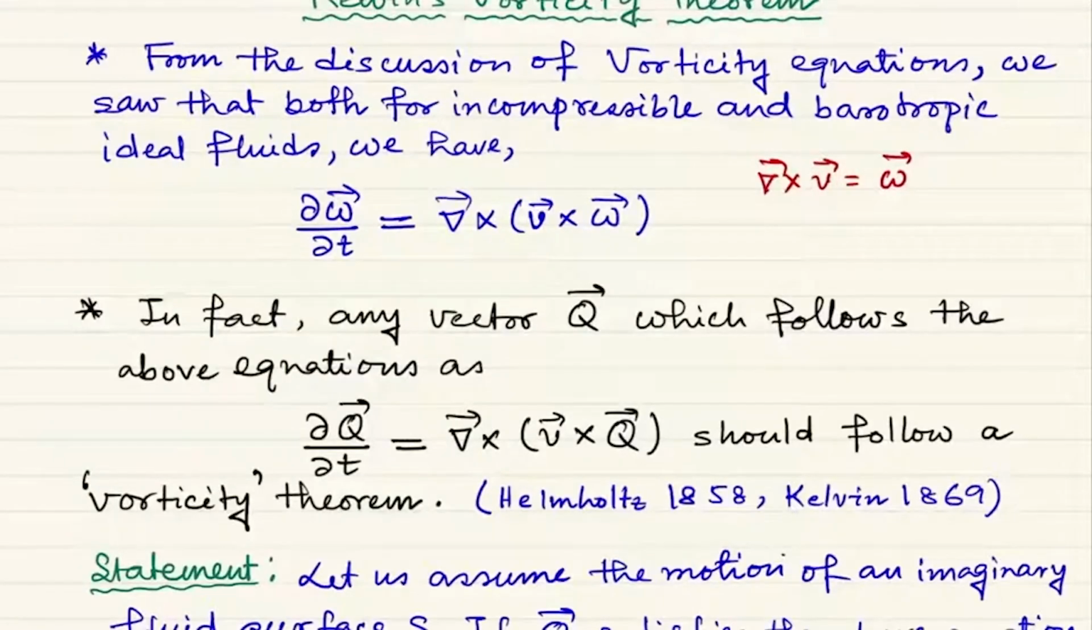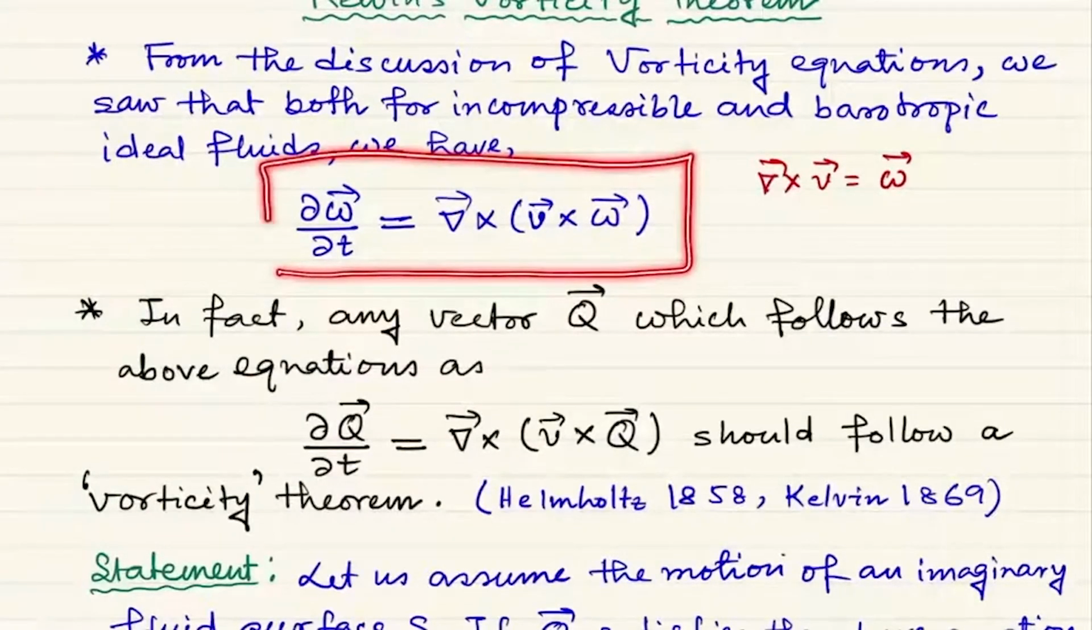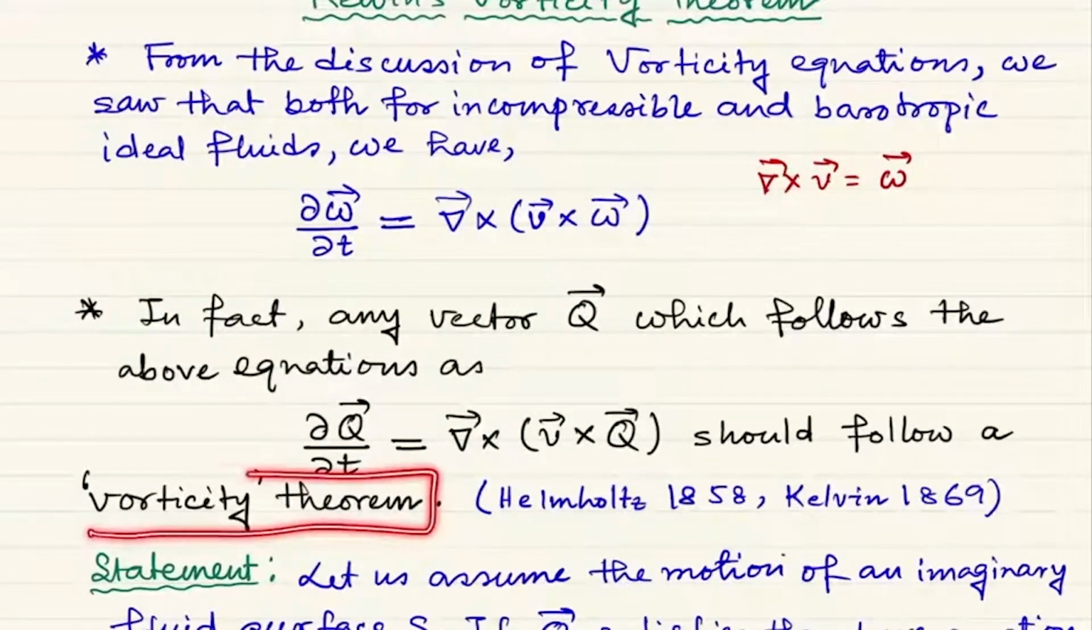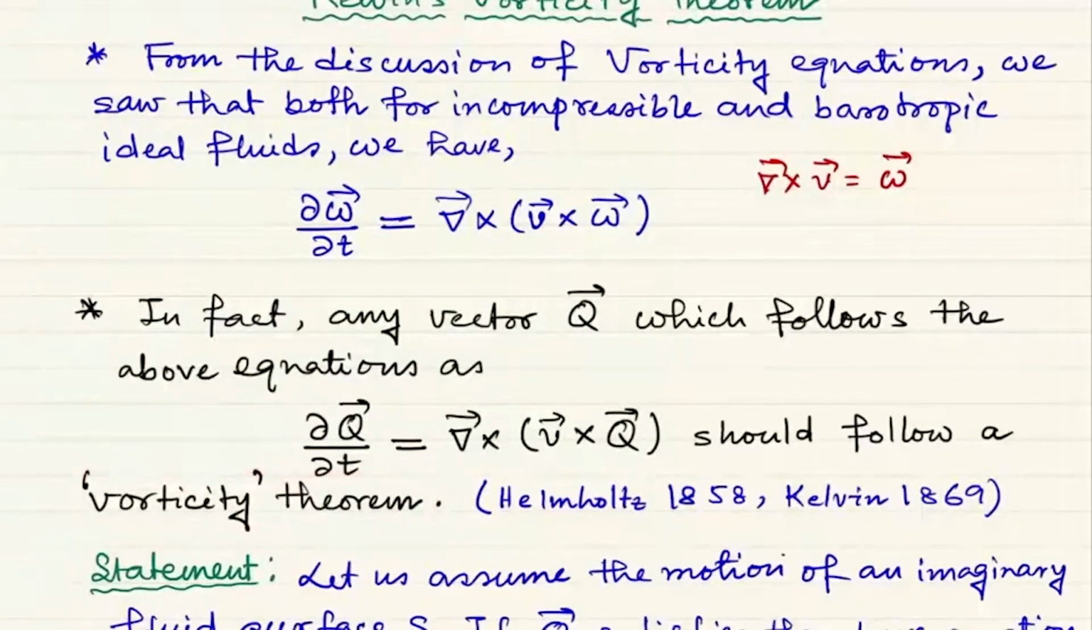Okay. So if any vector q satisfies an evolution equation of this type, for example, del q del t is equal to curl of v cross q, where v is the velocity or bulk velocity of the fluid, then basically this vector should follow a specific property, the so-called vorticity theorem. Okay, and that's exactly what we are trying to discuss now.